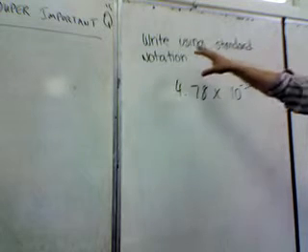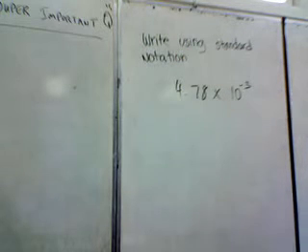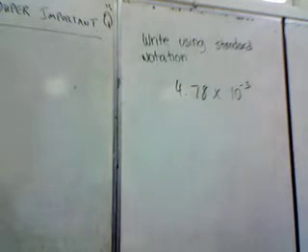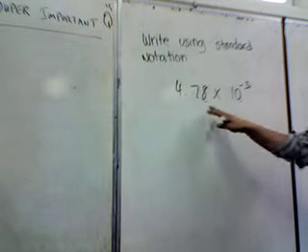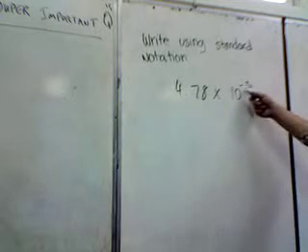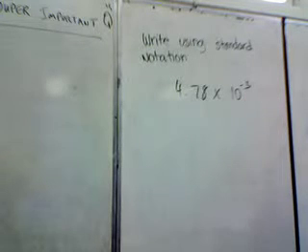Write using standard notation. We use the words standard notation and scientific notation interchangeably. This is 4.78 times 10 to the negative 3. This is already in a form that's very condensed, but they want you to write it as a full decimal. So you need to know what that negative exponent means and where it shifts things.